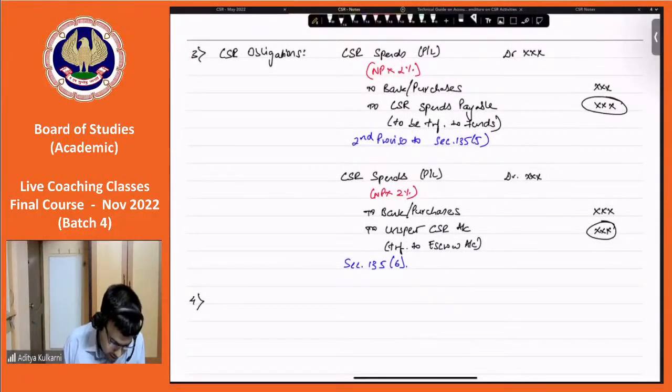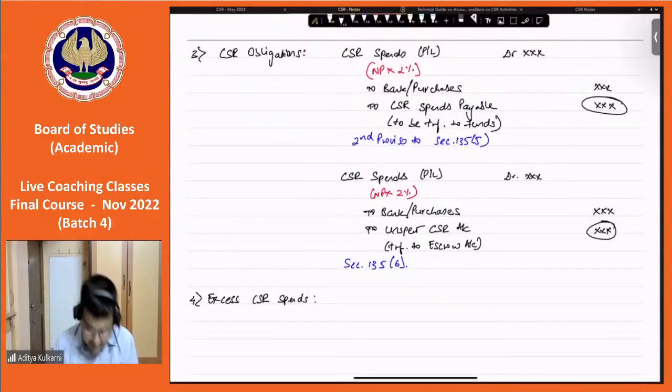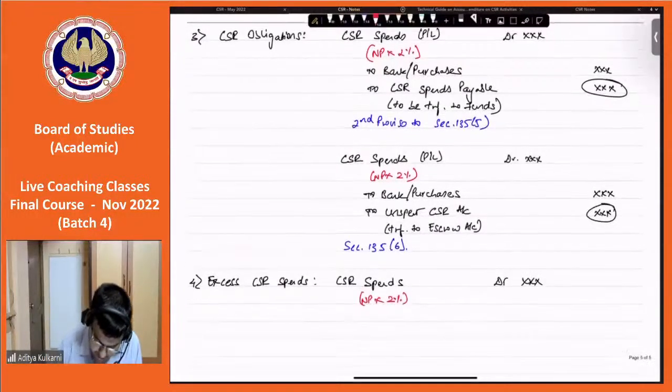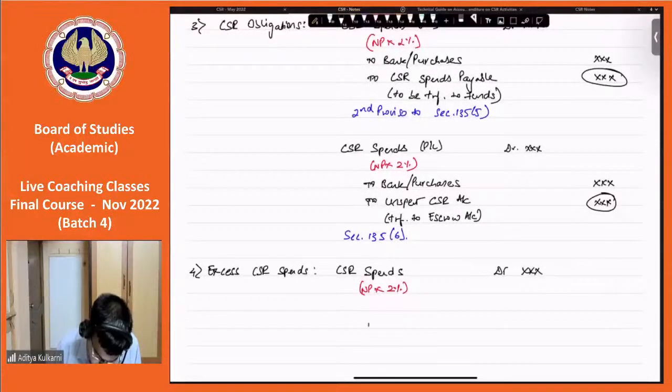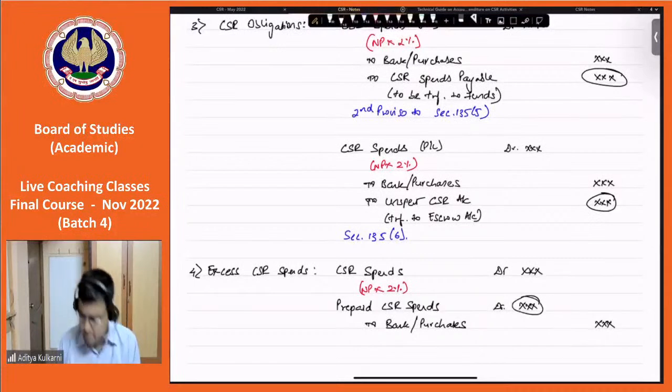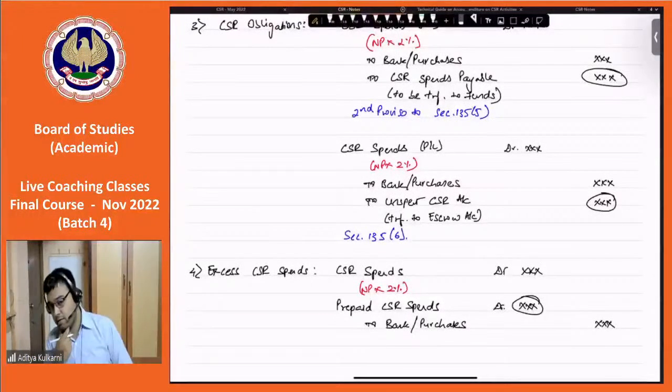And then the fourth one is going to be prepaid or excess CSR spends. You are choosing to treat as an asset. So CSR spends debit. This will be the minimum, that is net profit into 2%. You have spent extra, so to bank or purchases, and then this will be prepaid CSR spends debit. Balancing figure. To prepaid, CSR spends prepaid will be debited as an asset.